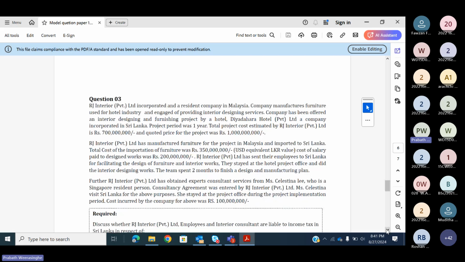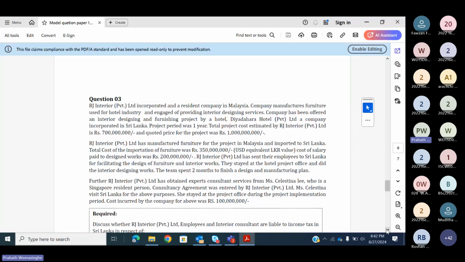It says RJ Interior Private Limited is incorporated and resident in Malaysia. So the company is a resident company in Malaysia. Therefore, from the Sri Lankan tax point of view, it shall be a non-resident company for Sri Lankan tax, right? The company manufactures furniture used for the hotel industry and is engaged in providing interior designing services. The company has been offered an interior designing and finishing project by a hotel, Deodara Private Limited, a company incorporated in Sri Lanka. So the Sri Lankan person has offered a service contract to the non-resident person.